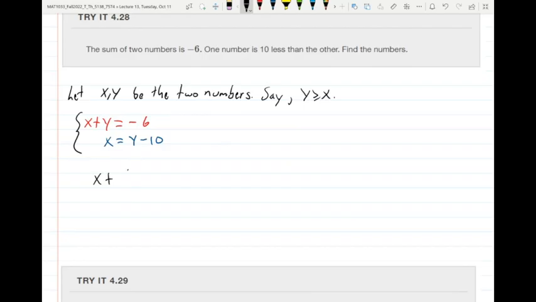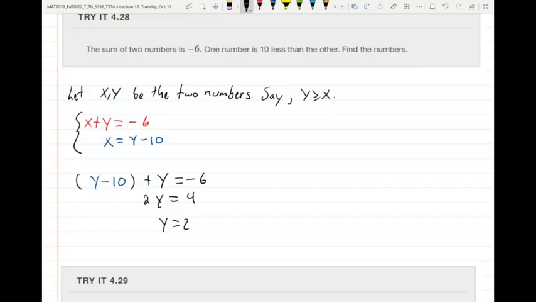Substitution. So I'm just gonna go ahead and plug in x into the first equation, and then solve. So we get 2y is gonna be equal to 4, right? Just move the negative 10 to the other side, positive. So we get that y is 2.